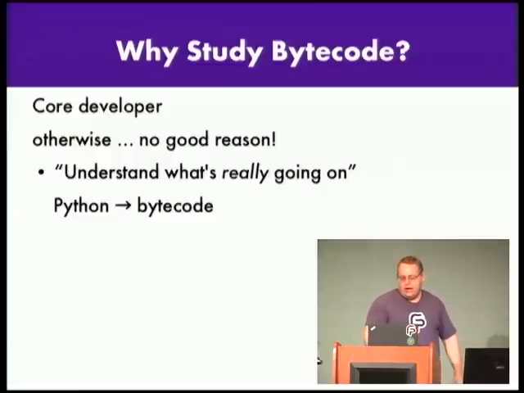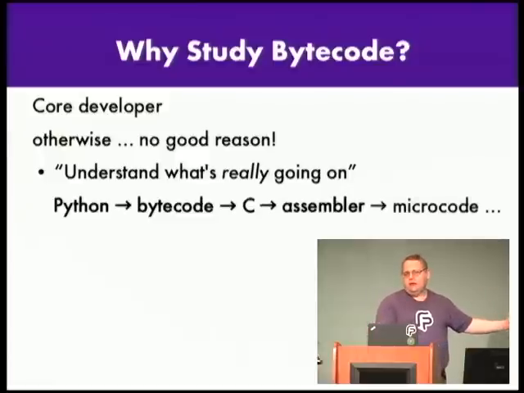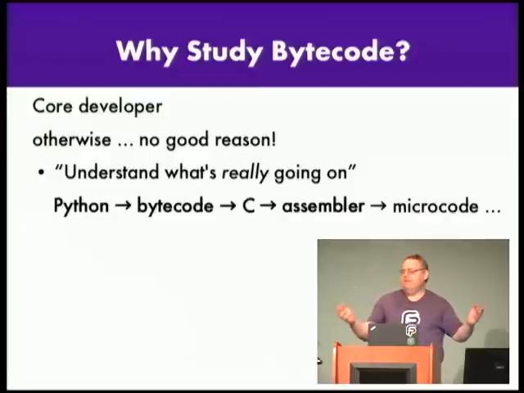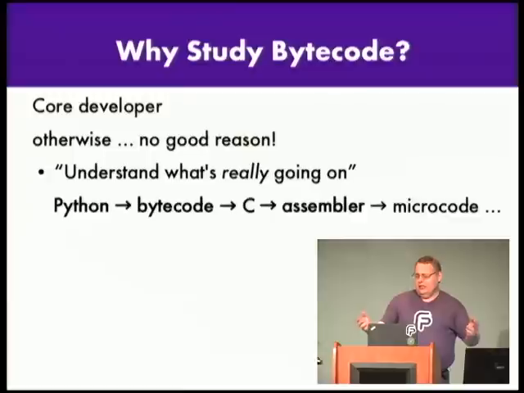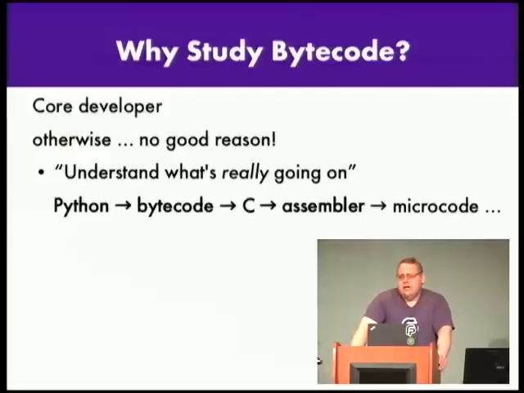My question is, where do you stop? Because in order to understand bytecode, you really have to understand C. And to understand C, you really should understand assembler. And to understand assembler, you kind of need to understand the microcode on your CPU. And to understand microcode, you need to understand transistors and semiconductors. And to understand those, you need to understand physics and electricity and quantum mechanics. And I will assure you, ladies and gentlemen, that you can live your entire life and be a very productive Python programmer until the end of your days and never understand quantum mechanics. So I don't think that's all that compelling.